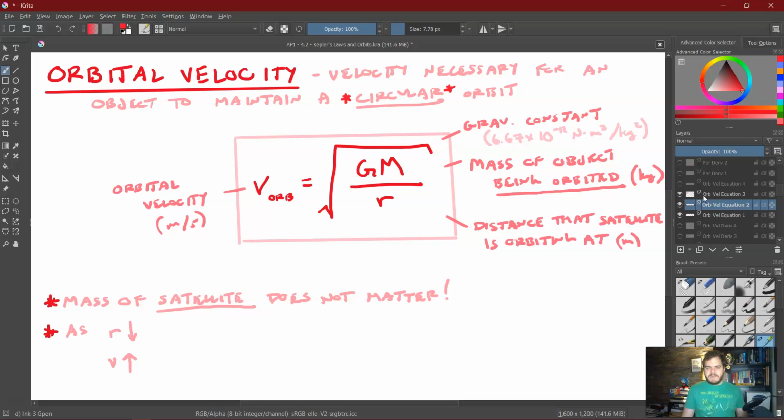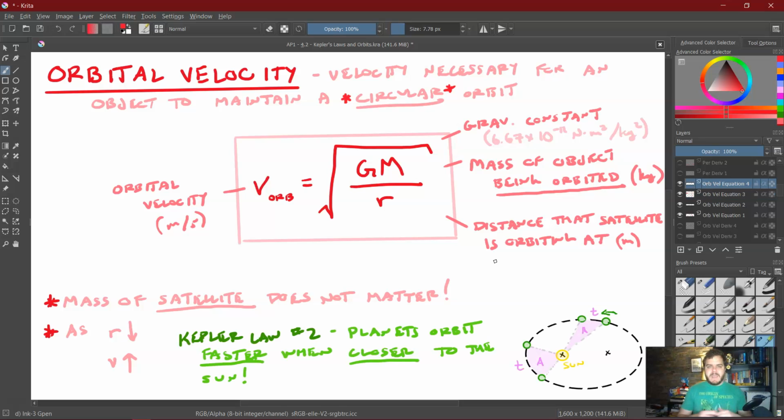Additionally, something else to notice is that as r goes down, as we get closer and closer to the orbiting body, the speed has to go up to maintain an orbit. And that sounds a little familiar because this is really just another restatement of Kepler's second law, that when planets orbit closer to the Sun, they have to move faster. Now, granted, this is for an elliptical orbit, and this is for a circular orbit, but the same idea generally applies, that as you get closer, the speed must be bigger.